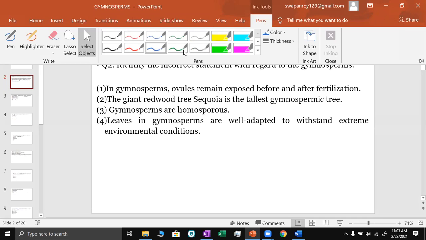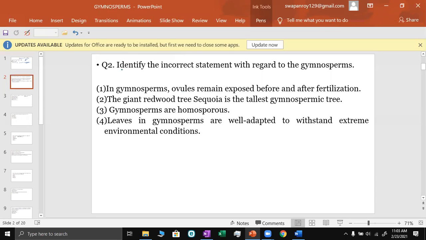Okay, identify the incorrect statement with regard to gymnosperms. Means from here, four are the characters of gymnosperm but one is not. In gymnosperm, ovule remains exposed before and after fertilization. This is the correct feature.